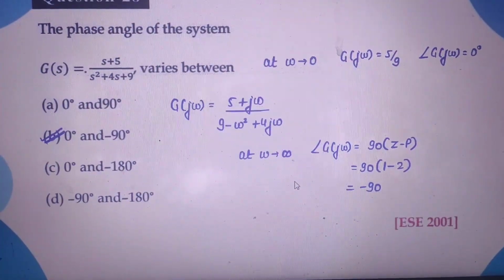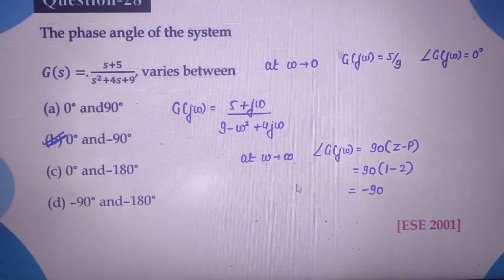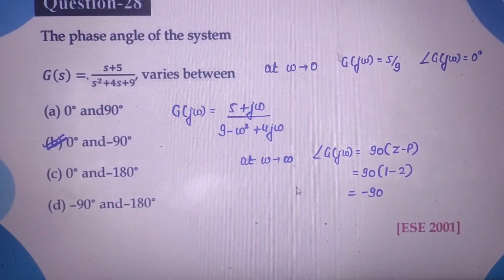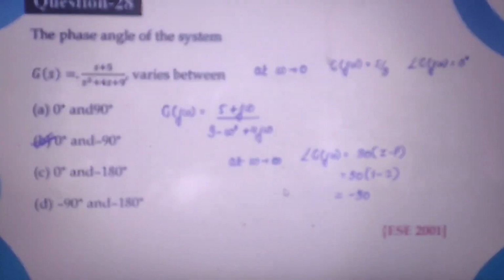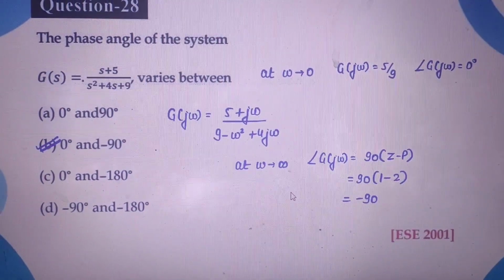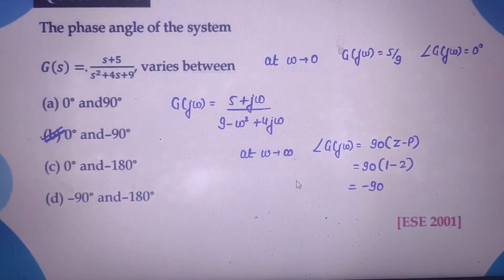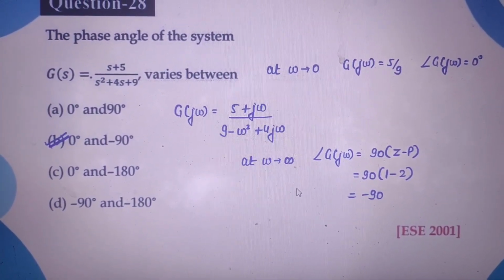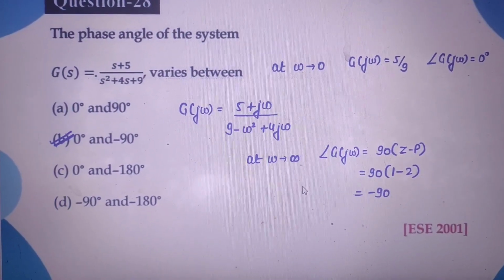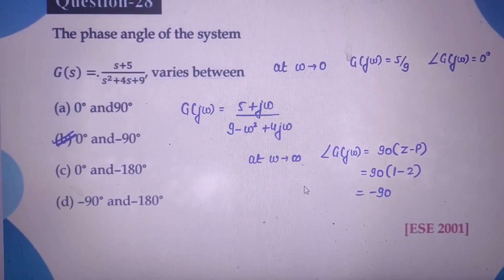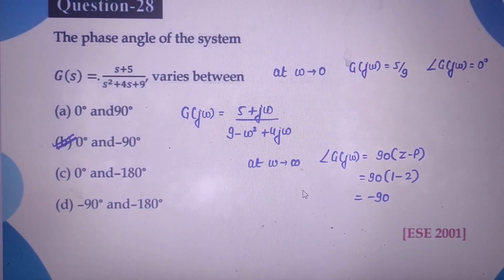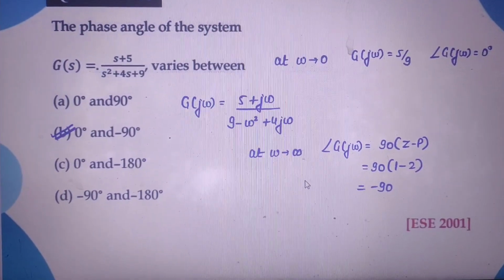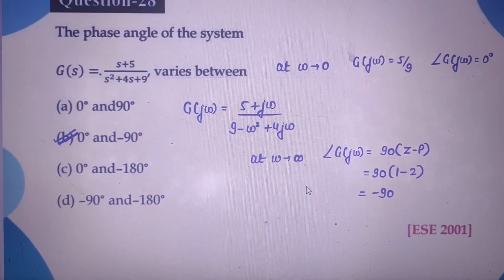In this problem, he is asking to find the phase angle of the system. Here G of s is given as (s plus 5) by (s square plus 4s plus 9). The angle can be defined as head and tail. Head represents when omega tends to infinity and tail represents when omega tends to 0. To find the tail, there is a direct formula: tail is equal to minus 90 into the type of the system. To find the head angle, you can use the formula minus 90 into (P minus Z).